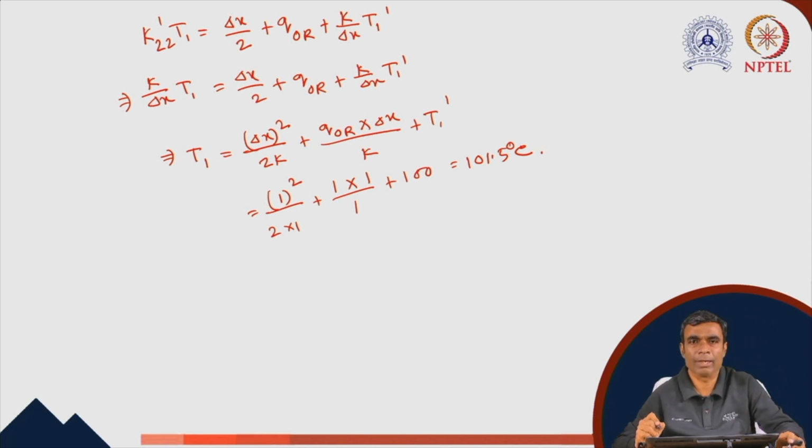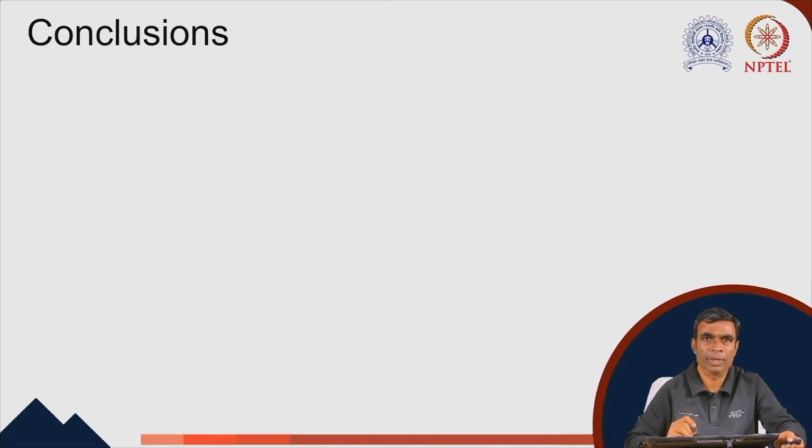So in lecture 5 of module 3, we shall show more illustrations for implementation of different kinds of boundary conditions. And then things will be clear about the implementation of convective, radiative boundary conditions. Now we conclude today's class.